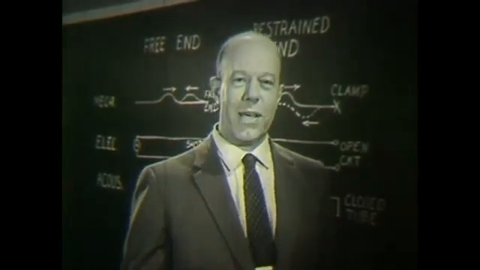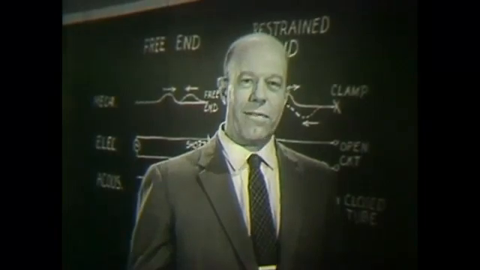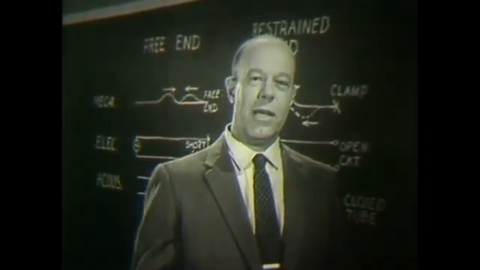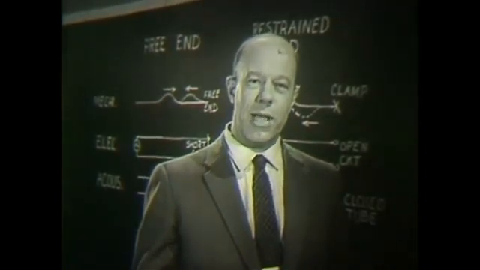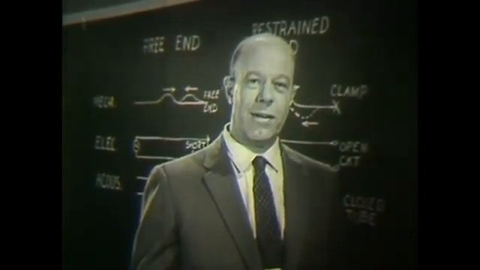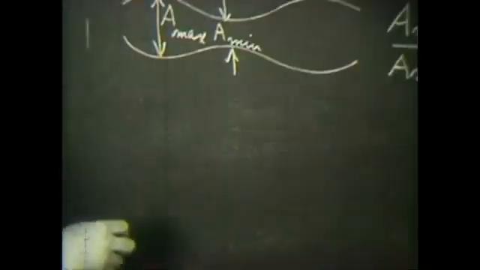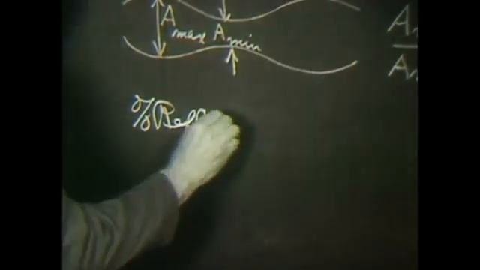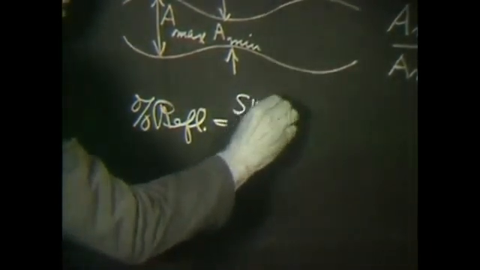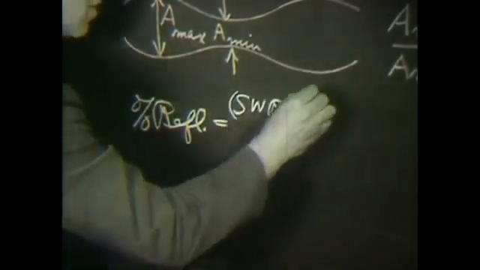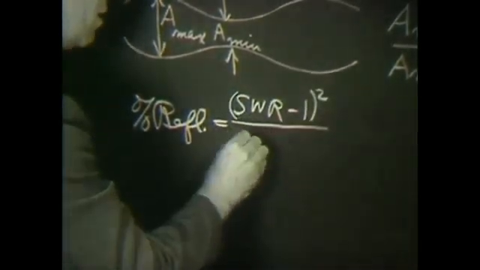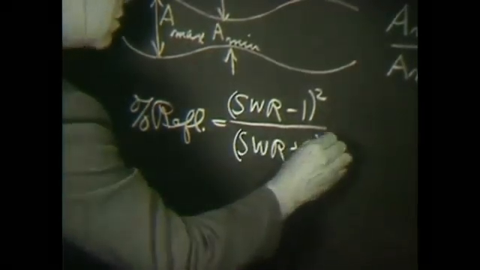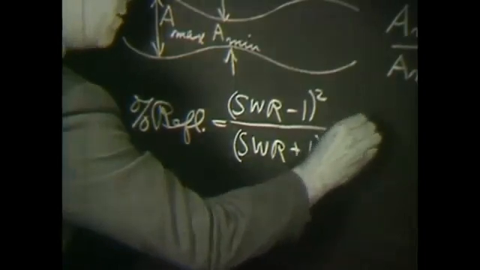The punchline is this. In any practical case of reflection, a measurement of the standing wave ratio on the medium just ahead of the termination enables one to calculate the percent reflection that is taking place there. The complete expression is percent reflection is equal to the standing wave ratio minus 1 squared divided by the standing wave ratio plus 1 squared times 100.